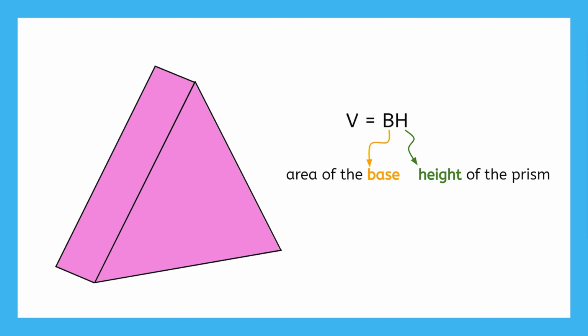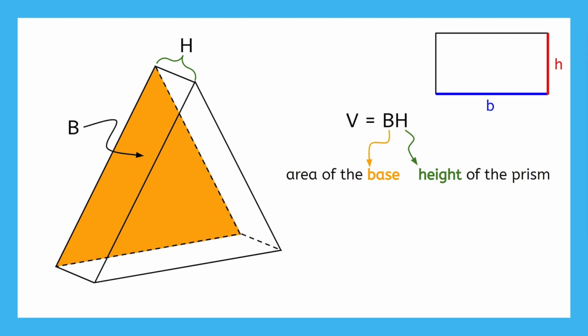We haven't seen too many capital variables so far, have we? Why do you think the volume formula uses a big B and a big H instead of a lowercase b and a lowercase h? Well, lowercase b and h already have a different meaning. We use little b and h to represent the length of the base and the height of a 2D shape. Big B and big H have a different meaning, so even though they look similar, they're not the same variables.